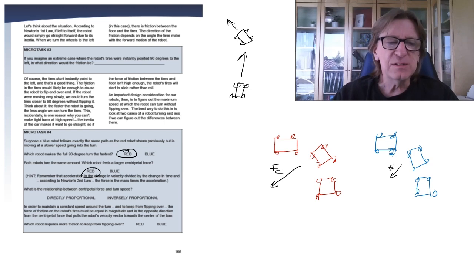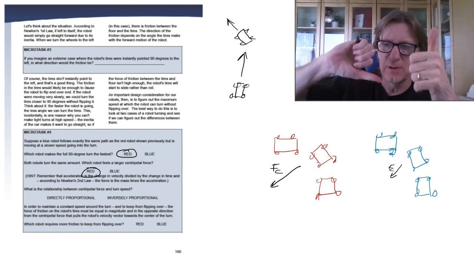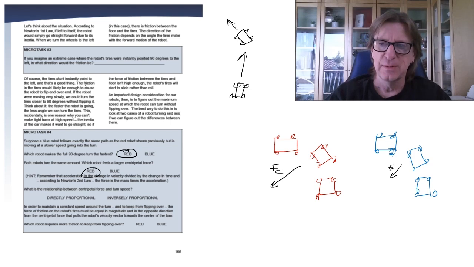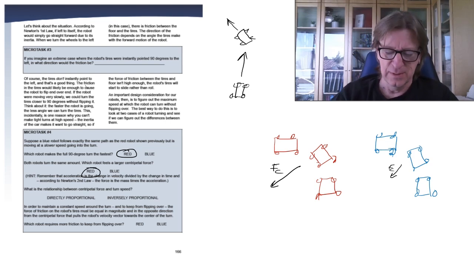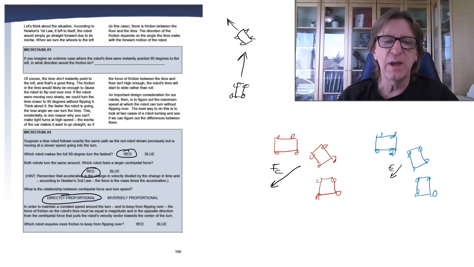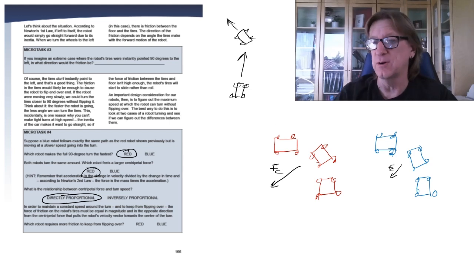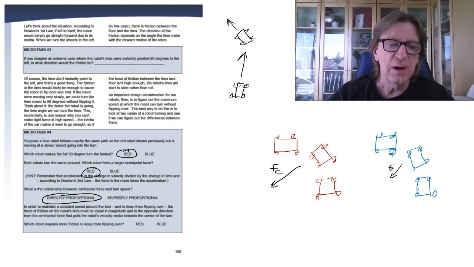Okay, all right, so given that this is true then, how is the relationship between the centripetal force and the turn speed? Are they directly proportional or are they inversely proportional? Well, they're going to be directly proportional, right? Because the red robot is making a faster turn and it feels a greater centripetal force. Right? So they must be directly proportional. So we know that our turn speed is going to have to be in the numerator of any equation that we come up with. All right.